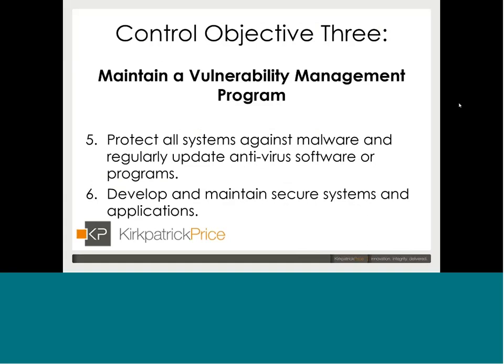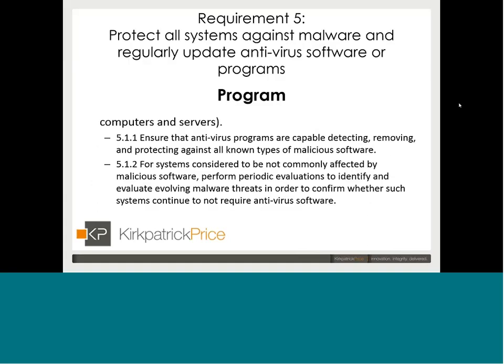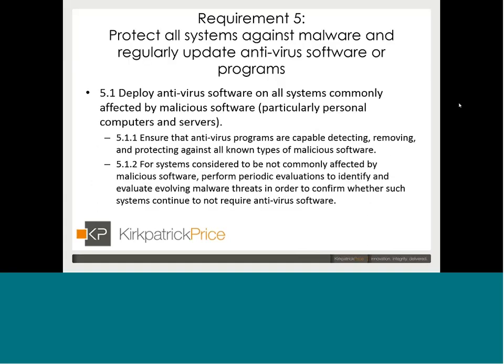So we'll start with requirement number 5, and more specifically requirement 5.1, which requires companies to deploy antivirus software on all systems commonly affected by malicious software. Now, Steve, do you recommend having the periodic evaluations to identify and evaluate evolving malware threats, as they recommend here, performed by a third party, or should they be done internally?